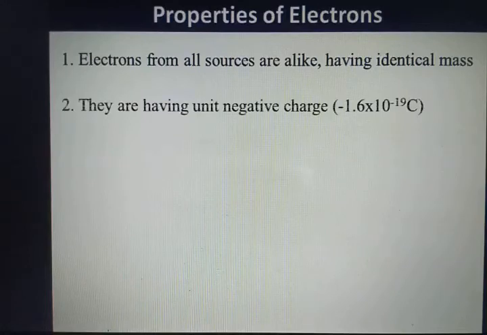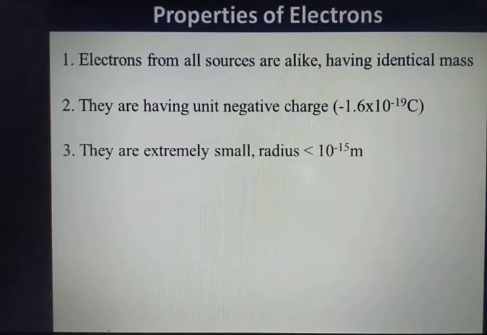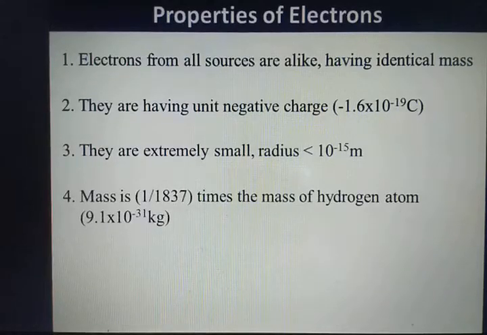The next is, electrons have unit negative charge. The next, they're extremely small. The radius is of the order of 10 to the minus 15 meters. The next point is mass. The mass of one electron is 1 by 1837 times the mass of a hydrogen atom. Hydrogen being the lightest, electrons are still far lighter, about 1 by 1837 of its mass.